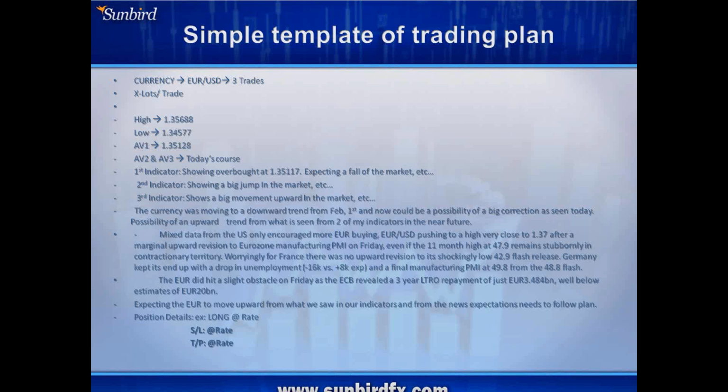Again, I'm just giving exactly all the information I have. So the currency was moving to a downward trend from February 1st, and now it could be a possibility of a big correction as seen today. All right, so yesterday I saw a big correction, so this is what I wrote. Possibility of an upward trend from what is seen from two of my indicators in the near future. Mixed data from the U.S. Okay, so this is exactly I would say the market. This is what I did here.